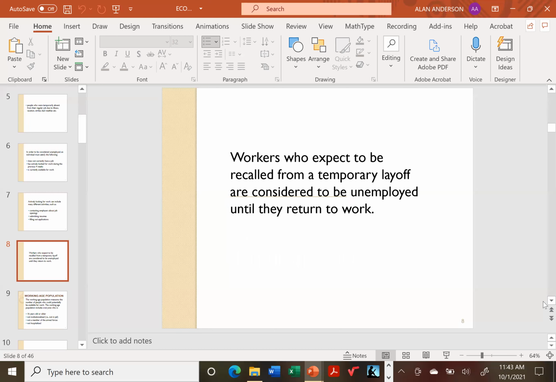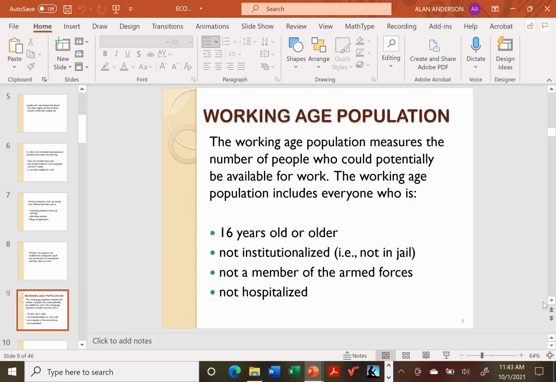Now in some industries, I think we mentioned this, the work is very erratic, and sometimes they go through layoff periods where they're not busy, so they just send everybody home and then call them back when they need them. That happens too, but those people are considered to be unemployed because it's not their fault that they were laid off. The working age population are the people who theoretically could be in the labor force if they choose to do that. And we mentioned this before: 16 years or older, not institutionalized, not in the armed forces, and of course not hospitalized either.